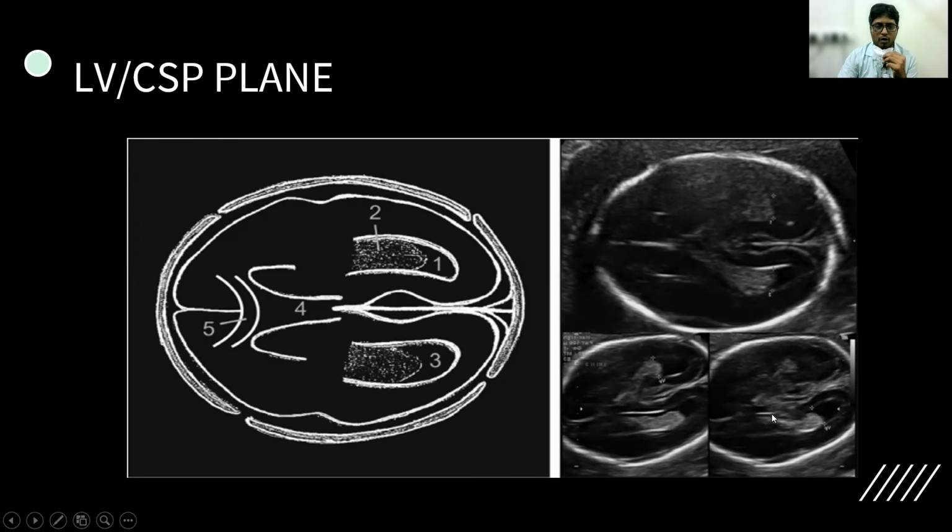So the upper limit of normal is 10 mm. So we can call it prominent or mildly dilated ventricles, or ventriculomegaly if it is dilated further. And here is a corresponding image where you can see the cavum septum pellucidum anteriorly, and then the left ventricle or the lateral ventricle here with the echogenic choroid plexus.